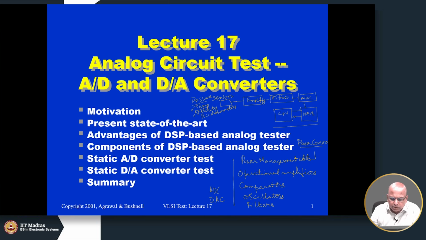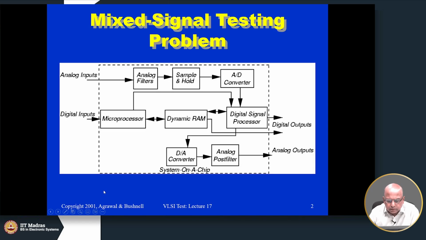So, A to D and D to A converters are very important in this modern day SOCs. Okay. So, you can see that is what they are also saying. Whatever I just said has been explained here also, right.